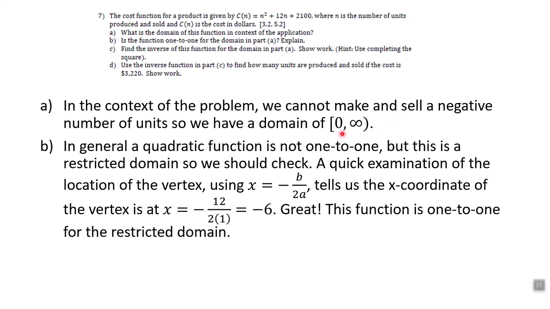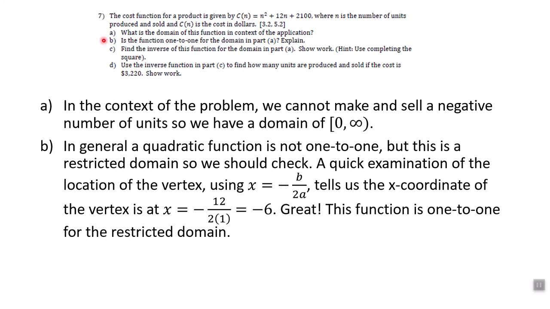So our domain is going to be 0 to infinity. Now that infinity is stretching it. We're not going to make an infinite number of units of this product. But better safe than sorry, we'll just give it that extension, because we don't have any information that lets us know where production levels stop.